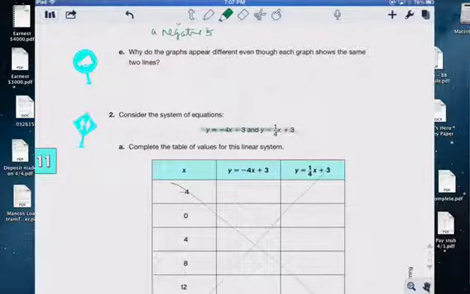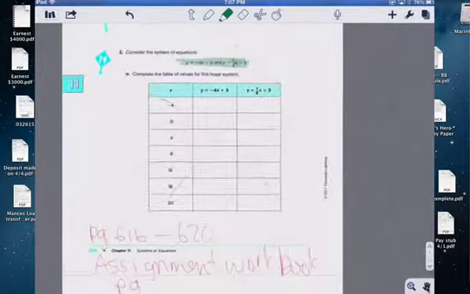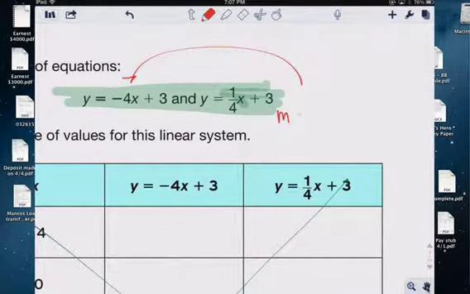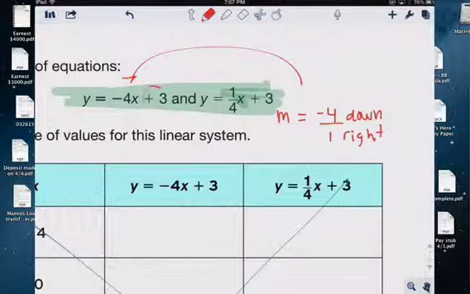We want to graph this right here. So if you're going to graph that, start out with the slope for this one. Slope is -4 over 1. That means down 4, right 1. Okay, your starting point is here. That's called the y-intercept. It's your first dot.